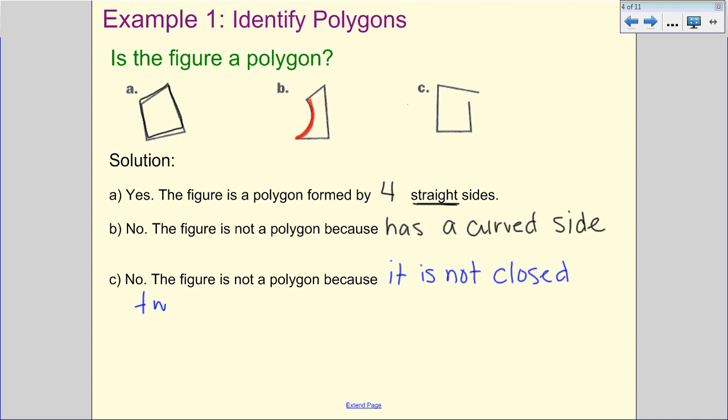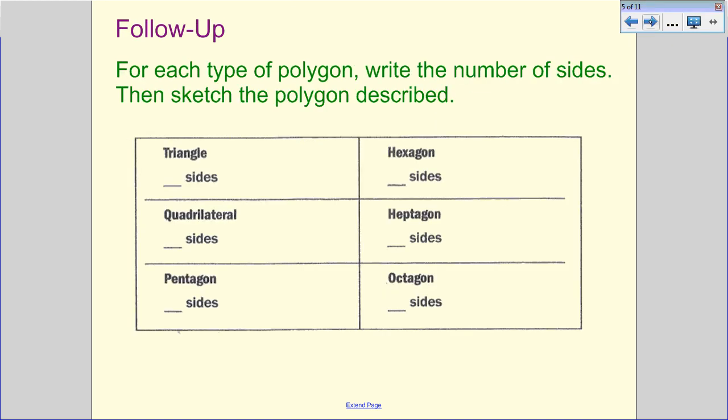Two sides do not intersect. So our problem is right here. These 2 sides do not intersect at a vertex. So our follow-up, this is where our review comes up. I'm going to give you the number of sides, and then you're going to sketch a polygon.